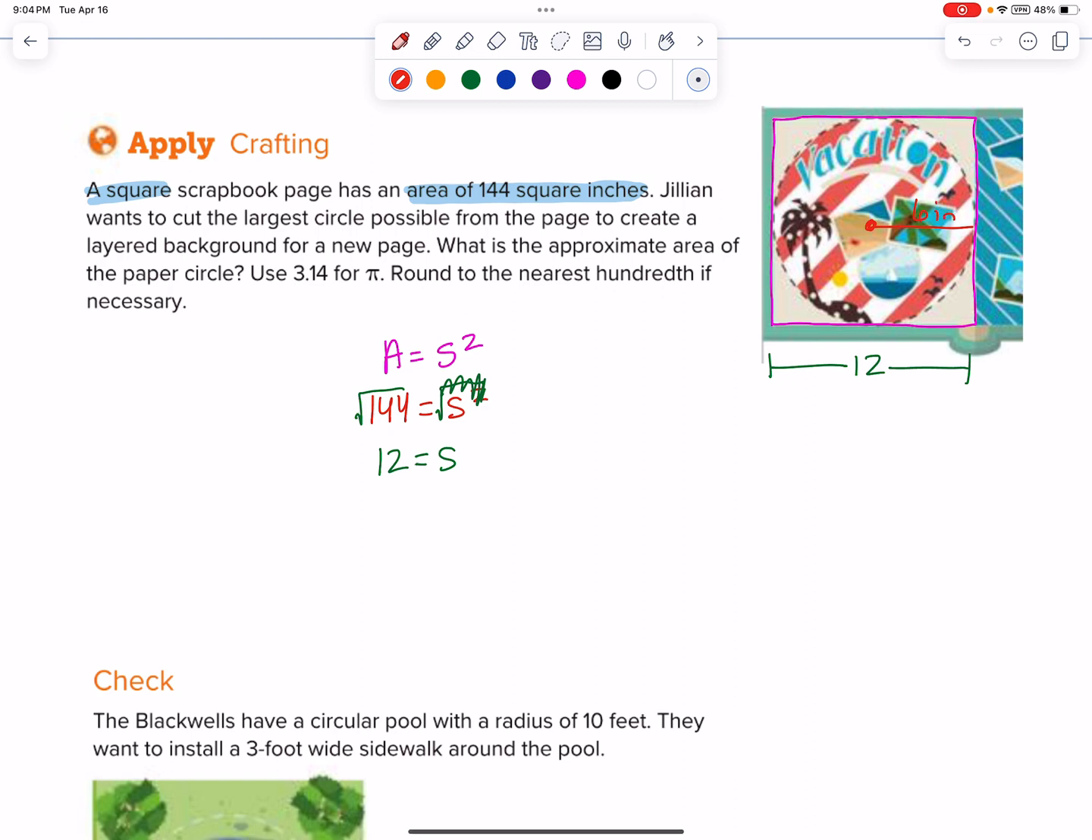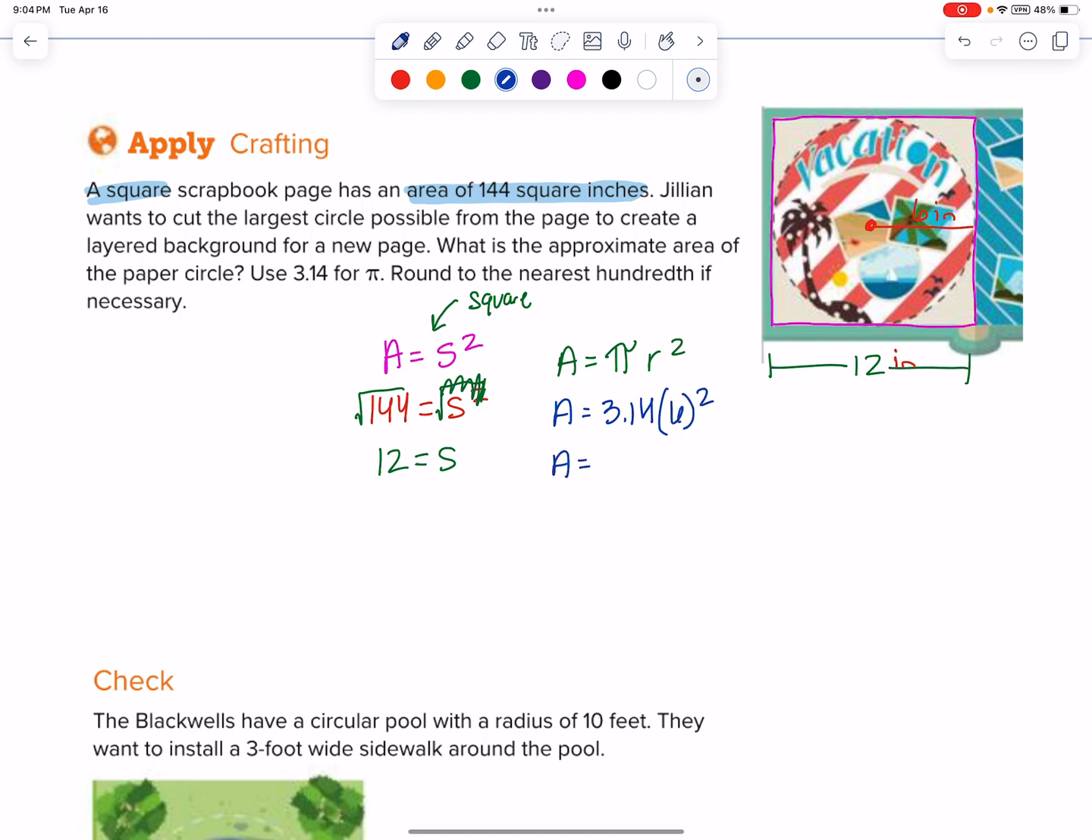And I'm going to put inches here so we don't lose track of our units. All right, so now we can go ahead and do our area formula for the circle, okay? So this is area for a square, okay? Let's now do area formula for a circle, which we know is pi r squared, okay? So let's plug in what we know. We know 3.14. We know the radius is now 6 squared.